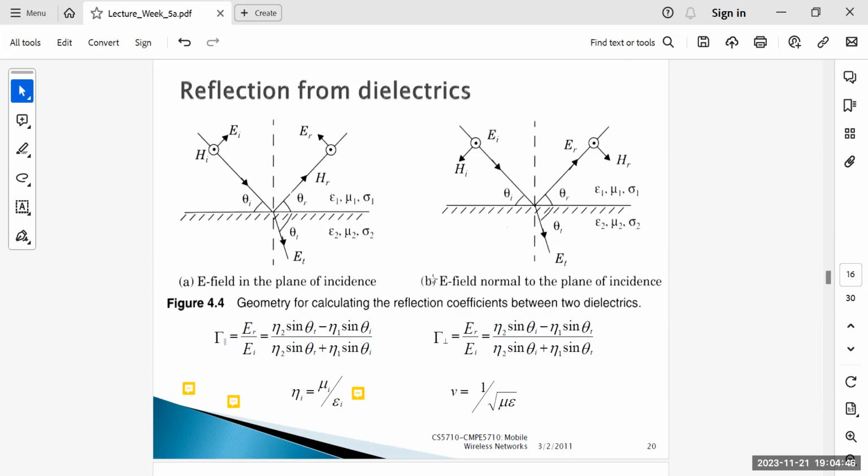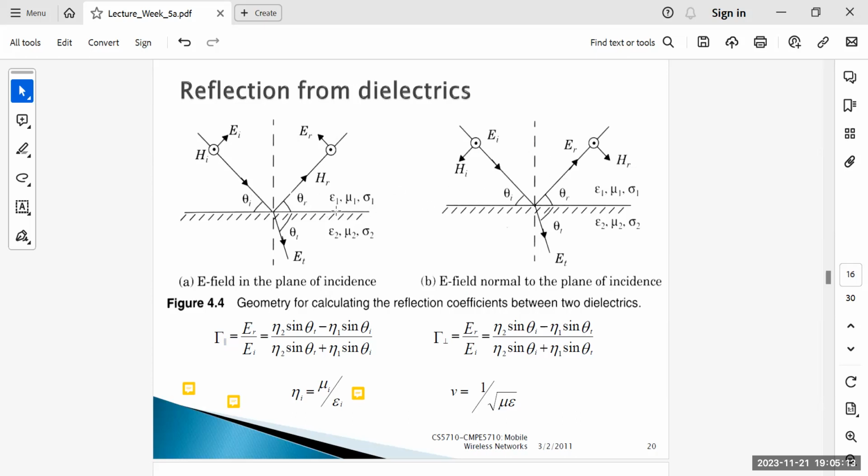And as far as B is concerned, the electrical field intensity vector is into this. You can see that dot. This means it is into your screens, or if you take a printout of that, you can say it is into the page. So the electrical field intensity in that case would be normal to the plane of incidence. In that case, this H is in the plane of incidence. So these are the two different scenarios.